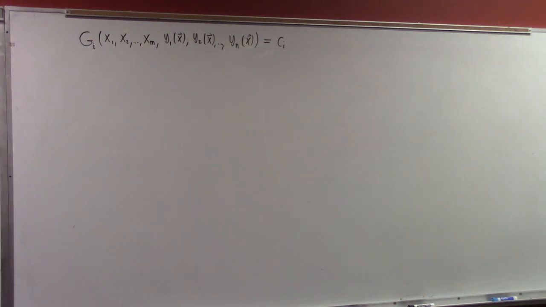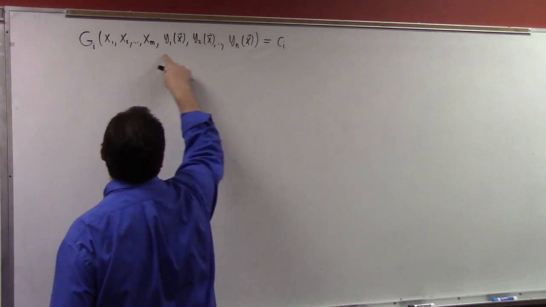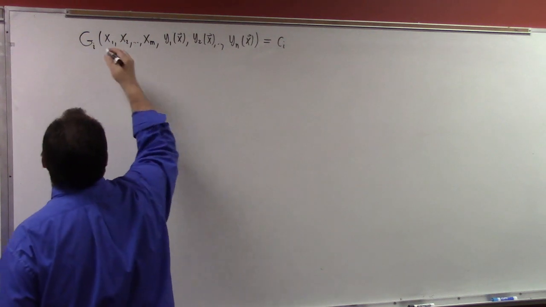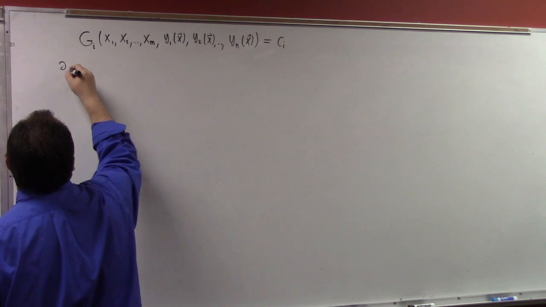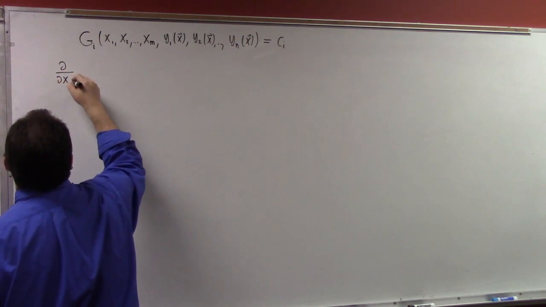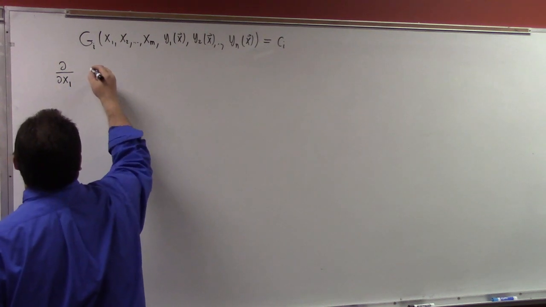Okay, so I'm assuming that I already have the implicit solution for the y's in terms of the x's. Then the question is, what happens if I take the derivative of this? So let's talk about the partial with respect to x. We'll do x1 just for the sake of specificity here.